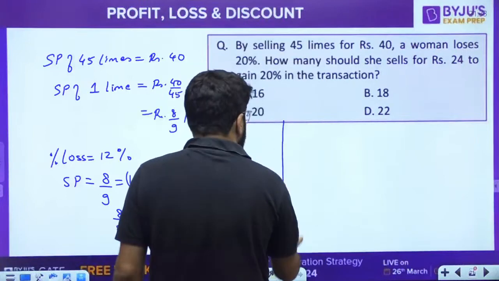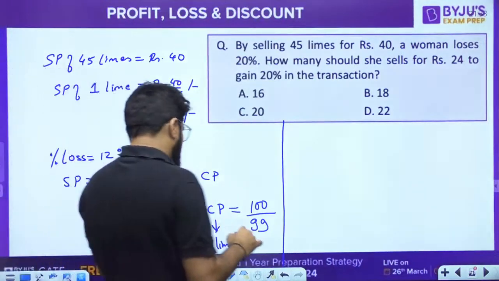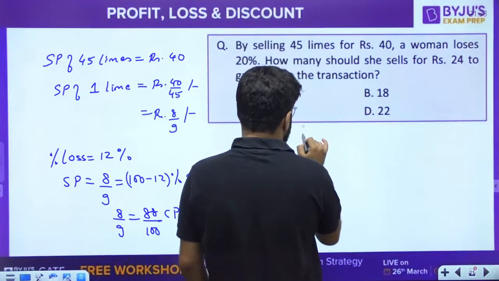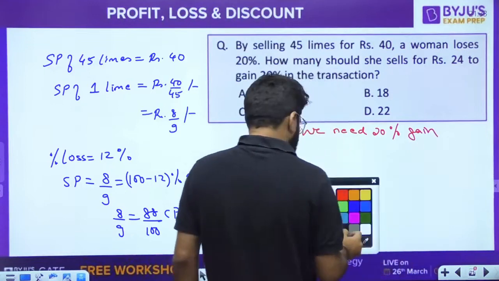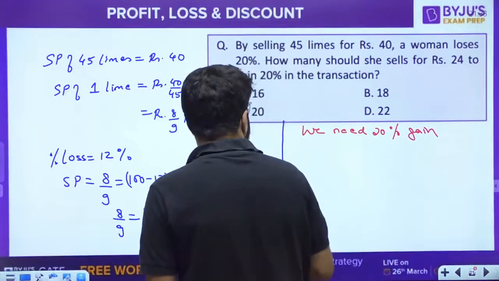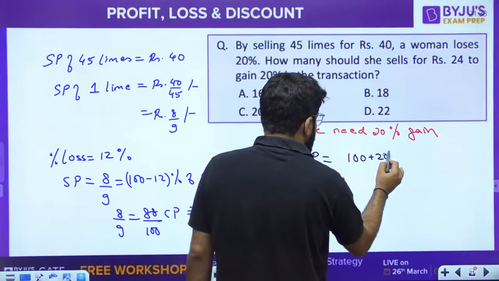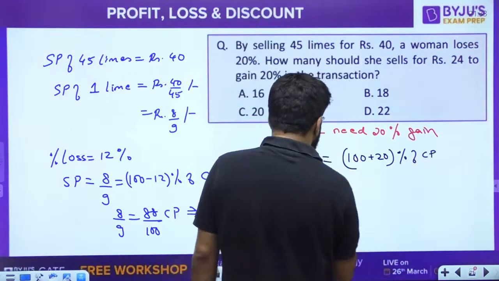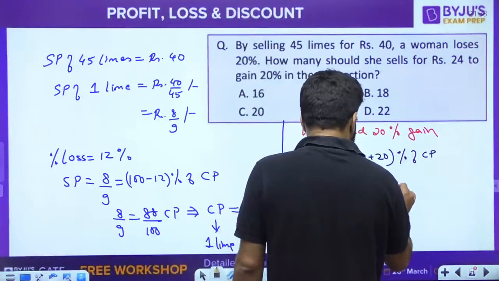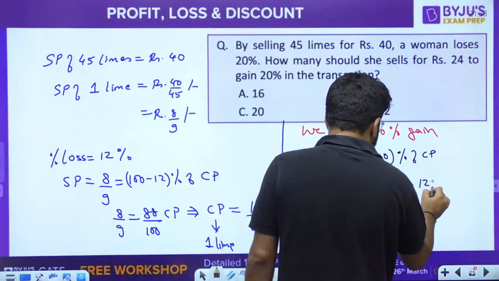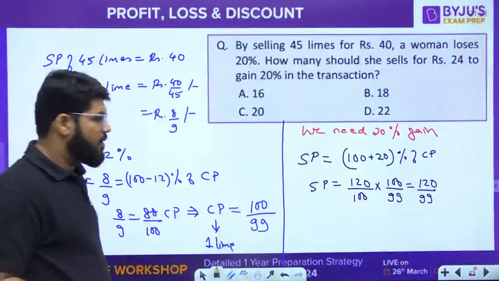Now, how many should she sell for rupees 24 to gain 20% in the transaction? If I want a 20% gain, how to get that? I should have the selling price equal to 100 plus 20% of the cost price. So my selling price should be 120 divided by 100 multiplied by the cost price, which is 100 divided by 99. So that is 120 divided by 99, for one lime.